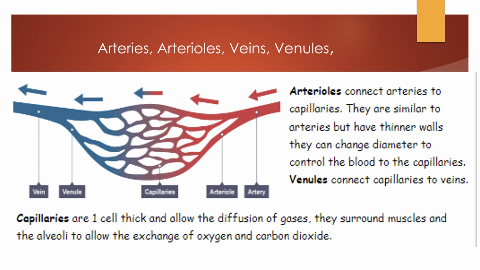Arterioles, arteries, veins, and venules. Arterioles connect arteries to the capillaries. They are similar to arteries but have thinner walls, and they can change diameter to control the blood to the capillaries. Venules connect capillaries to the veins. Capillaries are 1 cell thick and allow the diffusion of gases. They surround the muscle and the alveoli to allow the exchange of oxygen and carbon dioxide. As you can see here, our vein goes to our venule, capillaries, arterioles, artery. So artery, arterioles, capillaries, venules, veins, in that order.